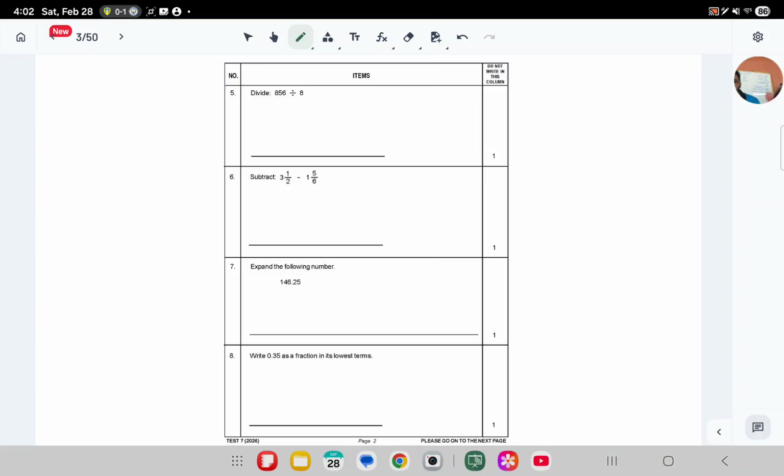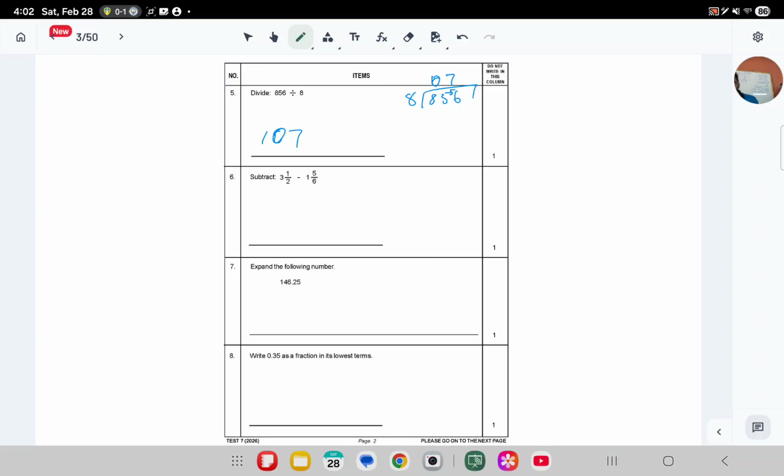Number 5, divide. So we have 856 divided by 8. 8 into 8 is 1. Well, I'll use the short division here. 8 cannot go into 5, so 8 into 5 is 0. So that leaves us to carry our 5, that's 56. 8 into 56 is 7. So that's 107.